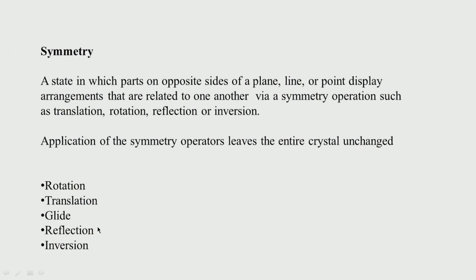Then the reflection: if there is a symmetry between the original form and the reflected form, then we call it reflection symmetry. And similarly, inversion. When you invert it, the original form and the inverted form are similar, then that is called inversion symmetry. We will not go too much into that, but symmetry is also very important to know. The various types of crystals will have different symmetry forms.